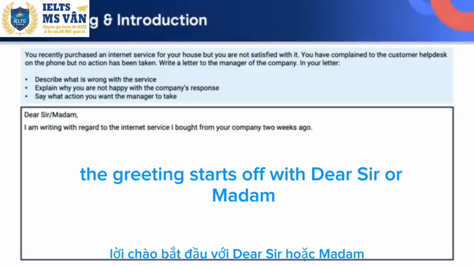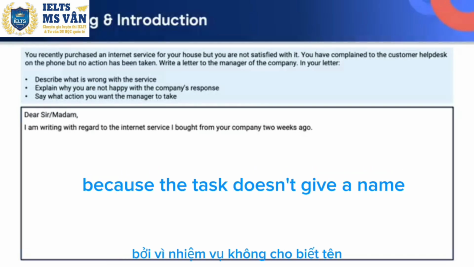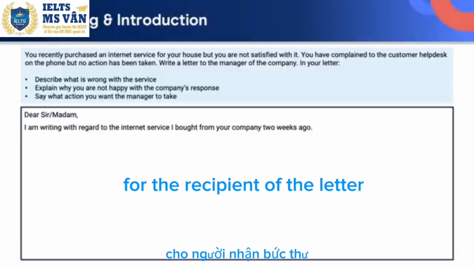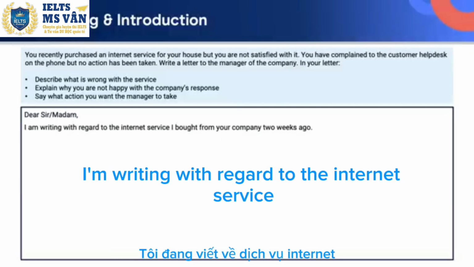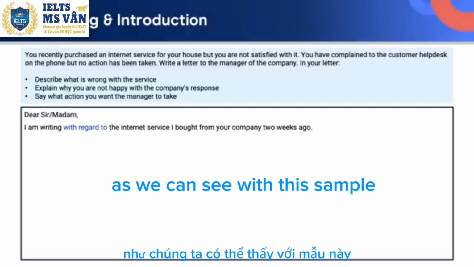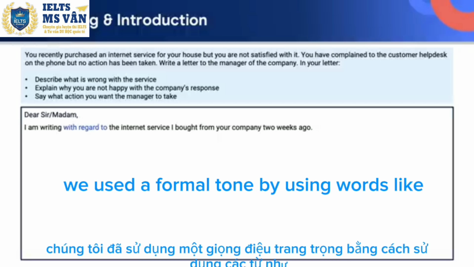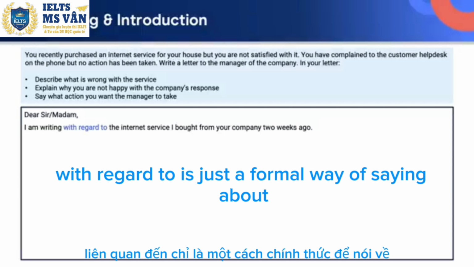The greeting starts off with "Dear Sir" or "Madam." It starts like this because the task doesn't give a name for the recipient of the letter. Then there's the introductory and purpose statement. I am writing with regard to the internet service I bought from your company 2 weeks ago. As we can see with this sample, we used a formal tone by using words like "with regard to." "With regard to" is just a formal way of saying "about."